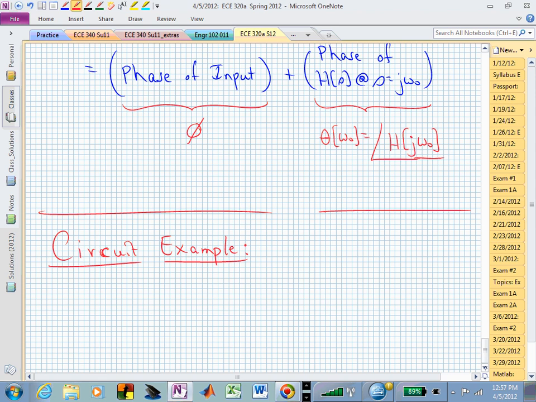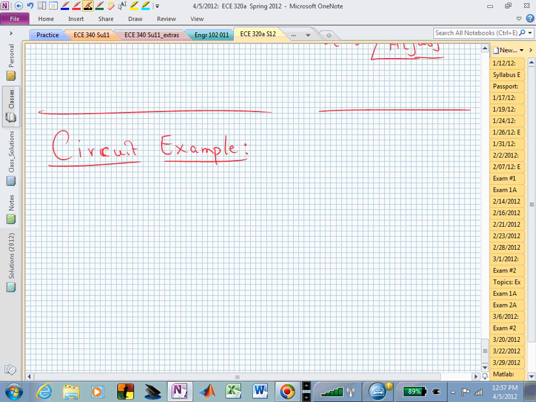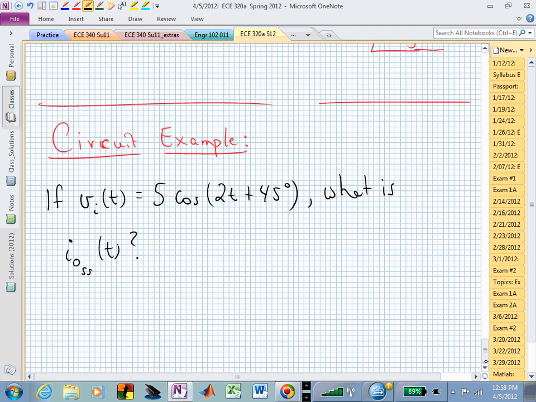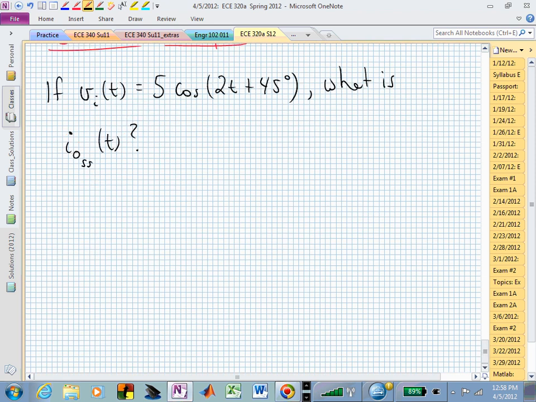Suppose that we look at the following circuit. Suppose somebody says, okay, I'm going to apply as an input voltage 5 times the cosine of 2t plus 45 degrees. And what is, can I get any fancier with my subscripts, but that's supposed to be the output current, and I have to define that in my circuit in the sinusoidal steady state. That's what that's supposed to mean.